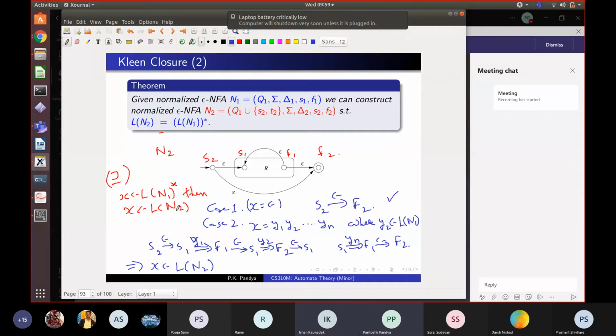We can also prove it using induction on n, right? Yes. I have given here an informal proof, but actually you can also prove it by induction on n. You're absolutely right. A more formal proof than what I have given would indeed use induction on n.